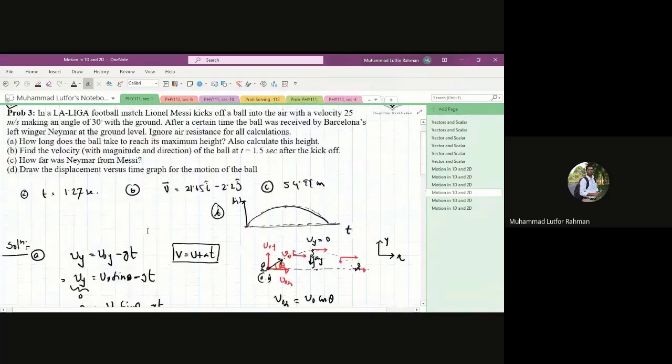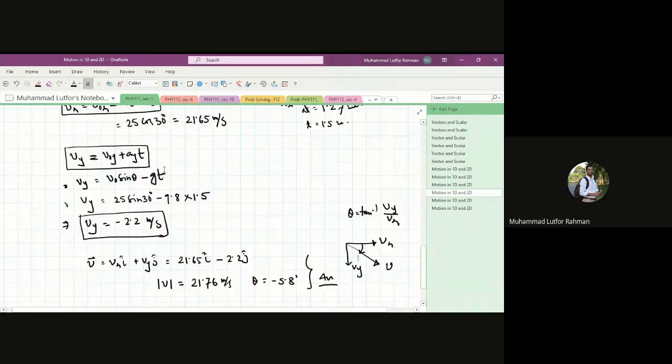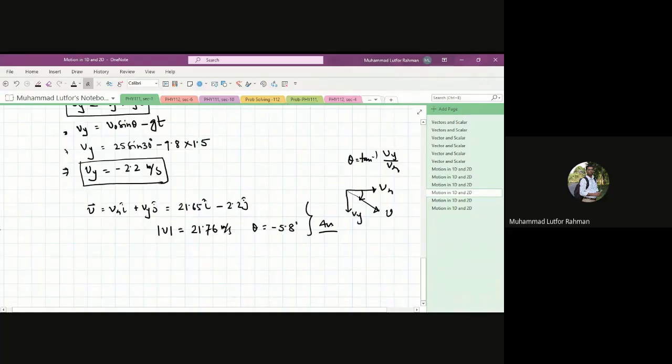Now question number C: how far was Neymar from Messi? Because the ball was kicked by Messi towards Neymar, there is a certain distance, and they are asked to find out the distance between these two players. And that could be found out.